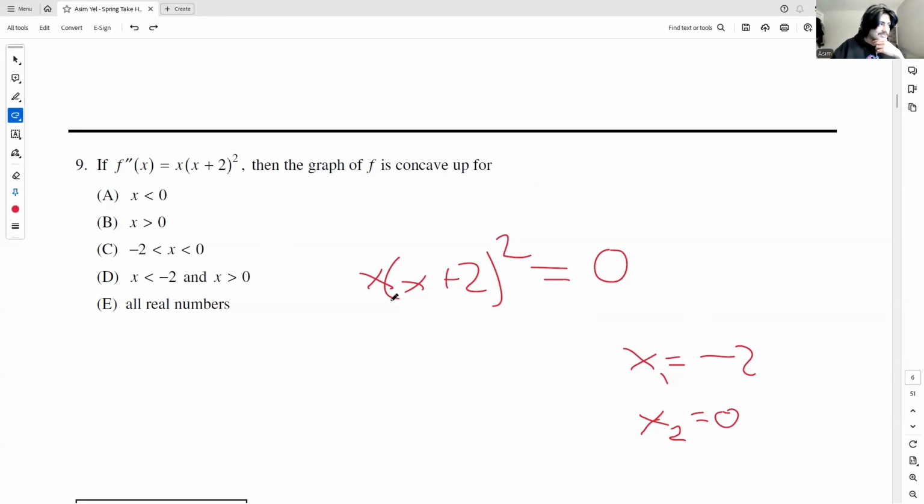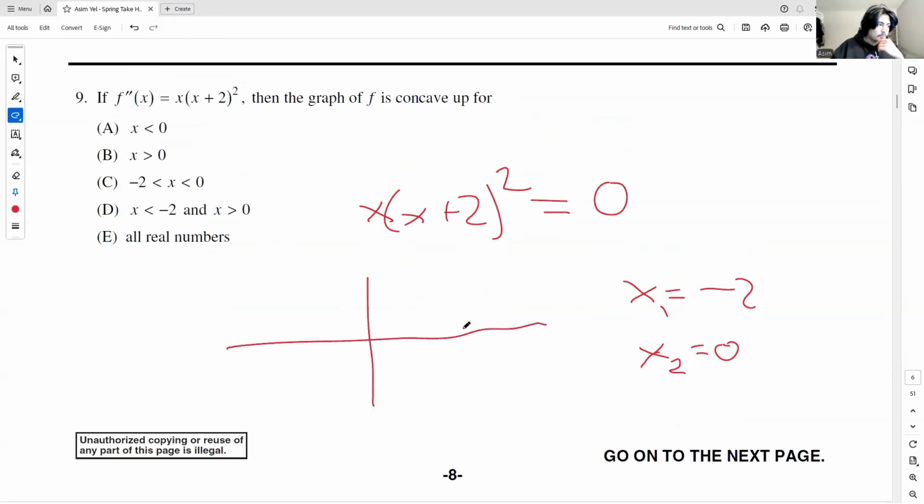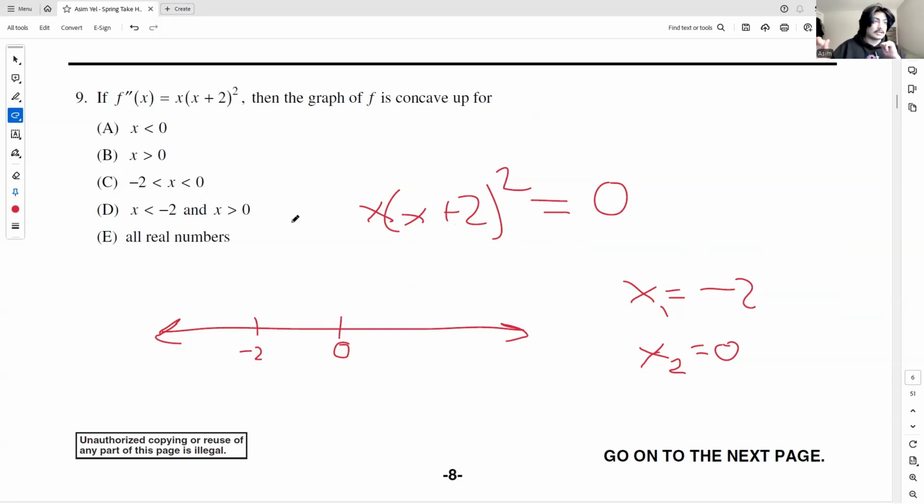So for which values is my graph concave up? Instead, let's draw this: 0 and negative 2. I want to have these points. So put numbers lower than negative 2. Let's put negative 3, for instance. If I put negative 3 over here, I will get negative 1, because negative 3 plus 2 is negative 1. Squared will give me 1. And negative 3 times 1 would give me negative 3, but we're looking for concave up. This is negative. If we got negative, it means it's concave down. So let's look for this specific interval. Let's plug in negative 1.